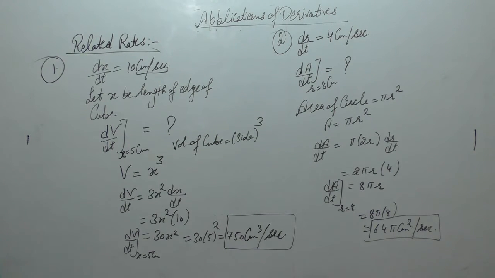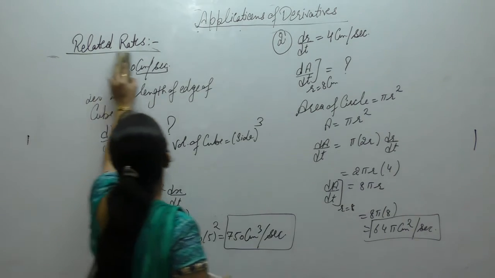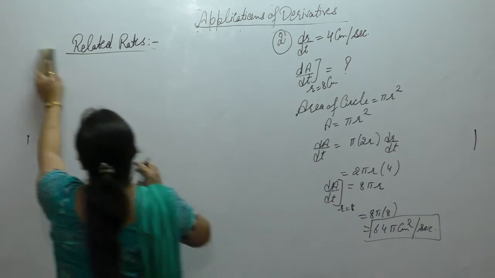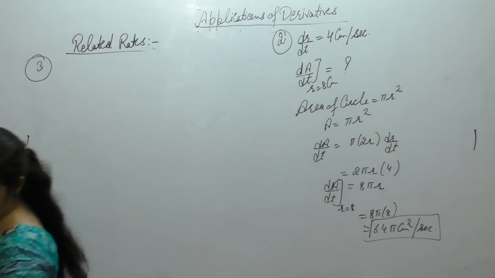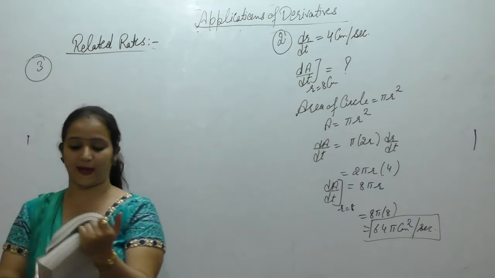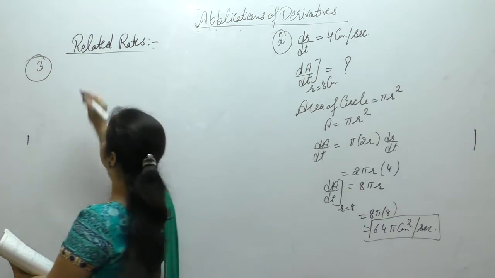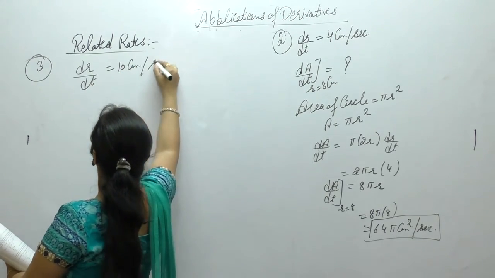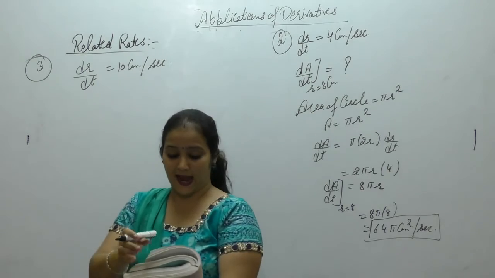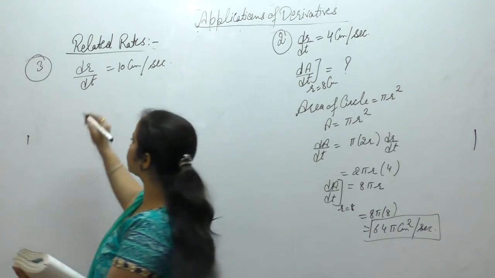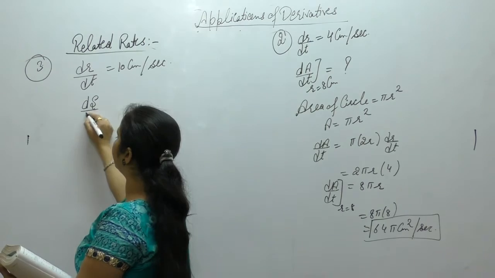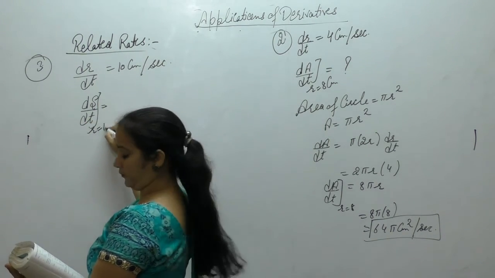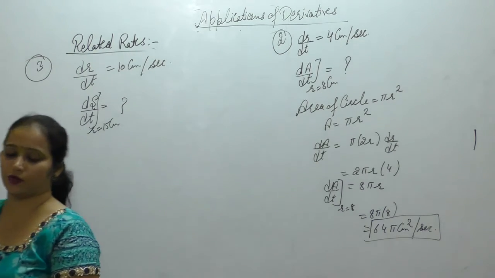Now the next one is: the radius of the balloon is increasing at a rate of 10 centimeter per second. At what rate is the surface area of the balloon increasing when the radius is 15 centimeter? Let surface area be denoted by S. This is what we want to find.